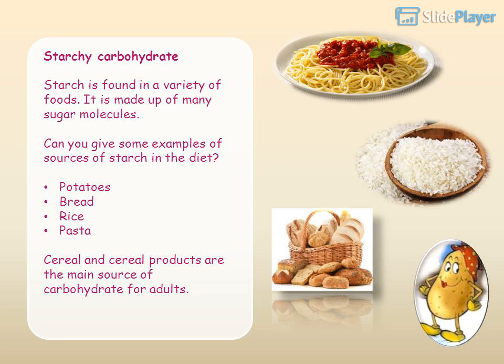Starchy carbohydrate. Starch is found in a variety of foods. It is made up of many sugar molecules. Can you give some examples of sources of starch in the diet? Potatoes, bread, rice, pasta. Cereal and cereal products are the main source of carbohydrate for adults.